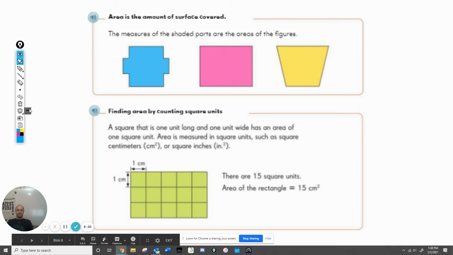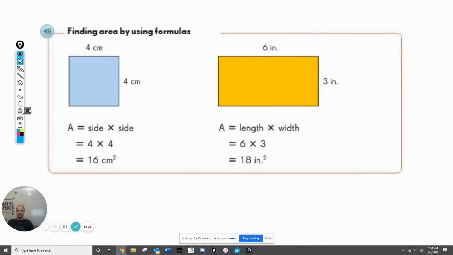You're going to learn how to measure the shaded parts of the areas of the figures. Of course, you can't do those three because there are absolutely no measurements for us. And then finally, you're going to find area by counting square units. For example, this one has 15 square centimeters in it, so the area of the rectangle is 15 centimeters squared, or 15 square centimeters.